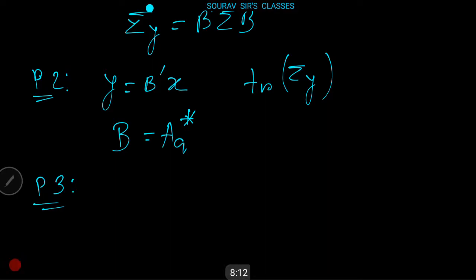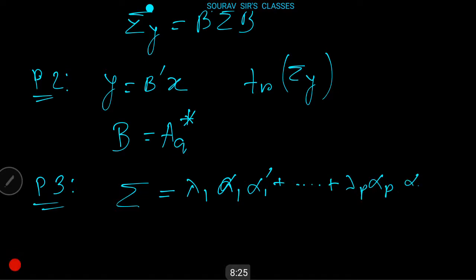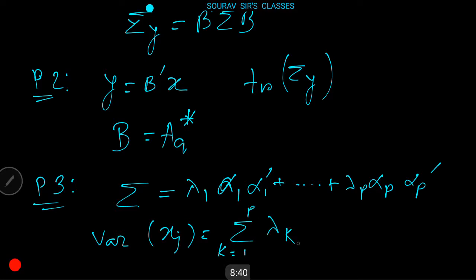Spectral decomposition of Σ: Σ = λ1 α1 α1' + ... + λp αp αp'. Before we look at its usage, we first look at the diagonal elements: variance of x_j = the summation over k = 1 to p of λ_k α_kj squared.